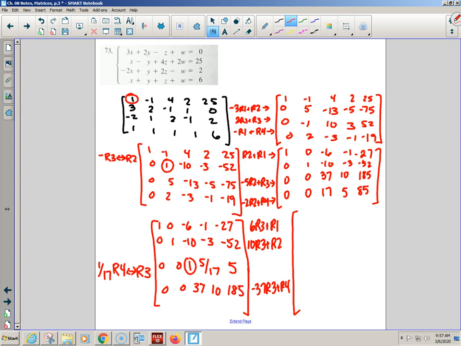You could also be doing REF, I suppose. You're just getting ones and zeros below and then back substituting. I'm just going all the way. Some of you use, I'm using this whole interchanging rows to get what I want quite a bit.